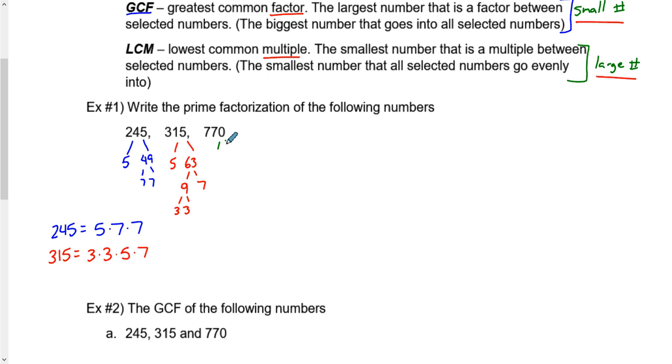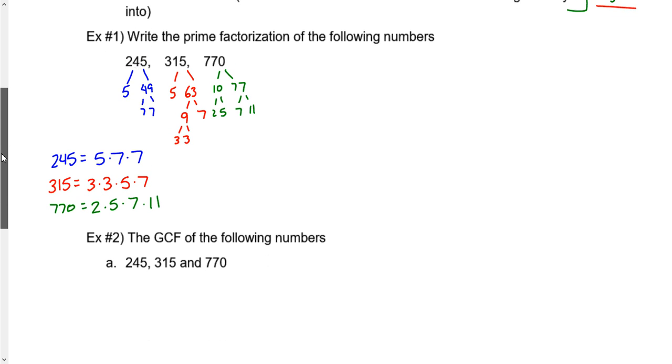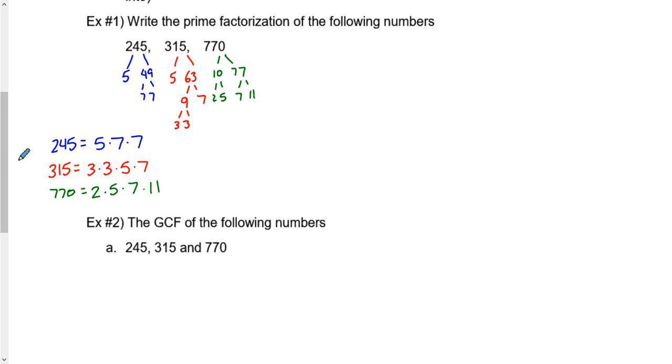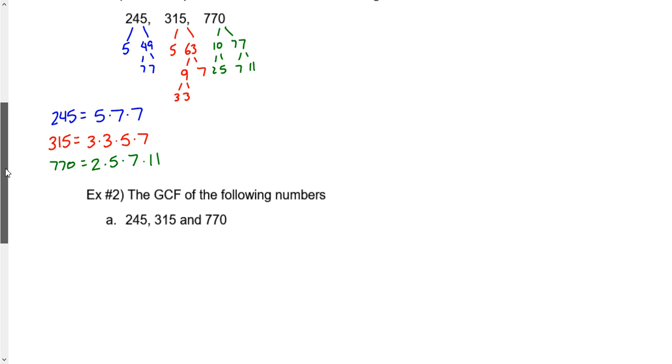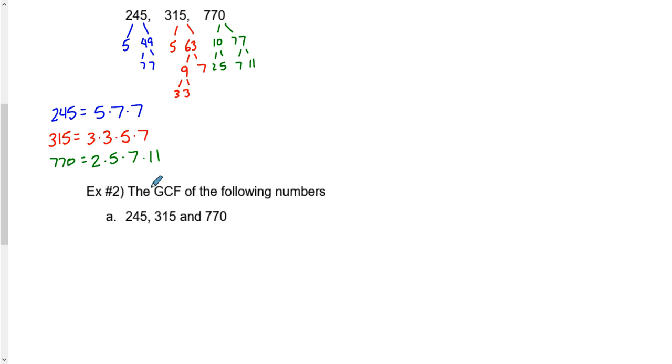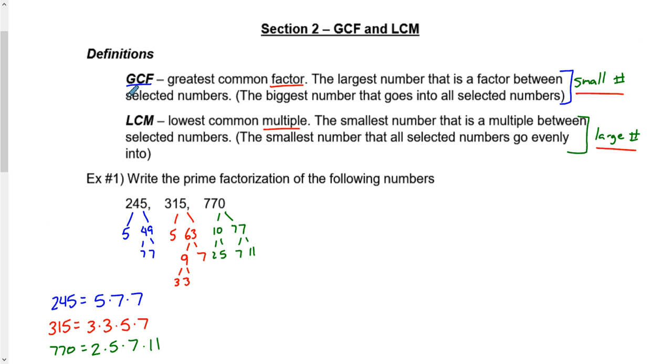And 770 can be broken down into 10 and 77. 10 being broken down into a 2 and a 5, 77 being broken down into a 7 and an 11. So 770 in order will be 2 times 5 times 7 times 11. So all of this comes into a whole bunch of practical use when we talk about the GCF and the LCM. Again, the GCF is the greatest common factor.